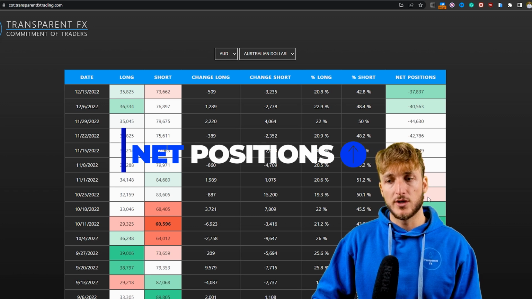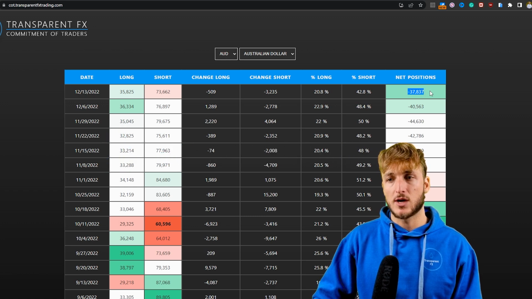We reached the low here with minus 51k net positions. Now we're sitting in minus 37k net positions. So we do see a slight increase in the net positioning.